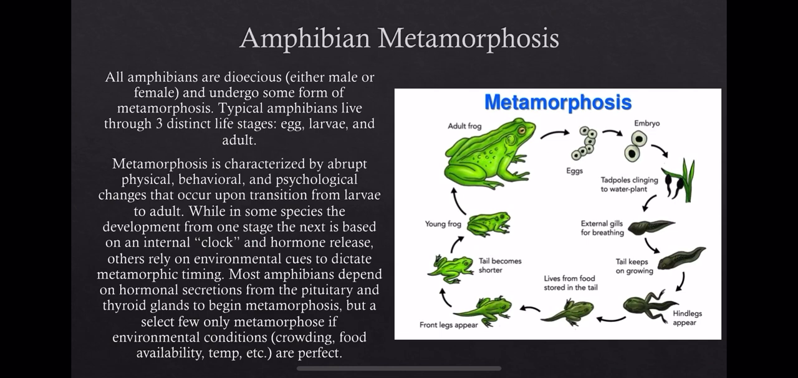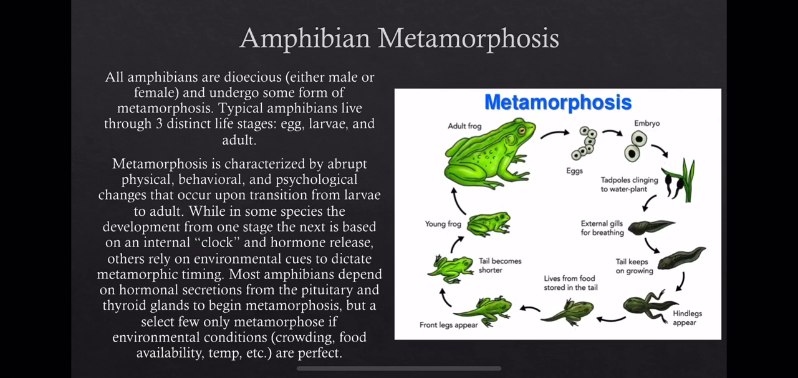So something I mentioned earlier is that all amphibians undergo metamorphosis, and this is a really huge concept for your amphibians. So all amphibians are dioecious, meaning they're either male or female. They have very clear genders, and they do have a metamorphic change in their lives. So typically there are 3 distinct life stages: egg, larva, and adult. So you lay the eggs, then they hatch into a larval form. That larval form will metamorphose into your adult over time.